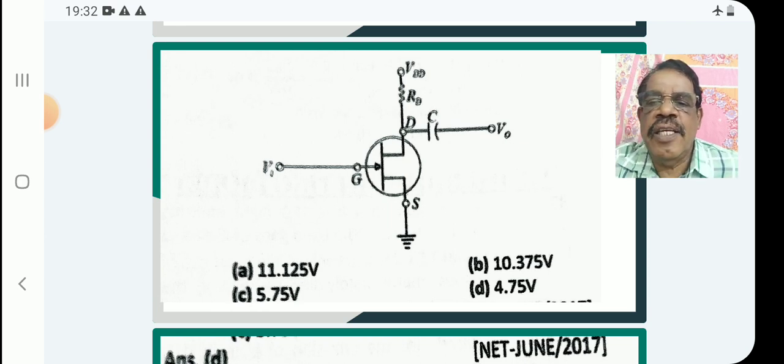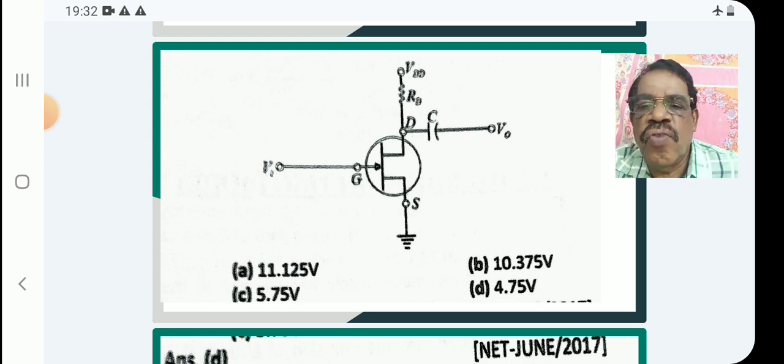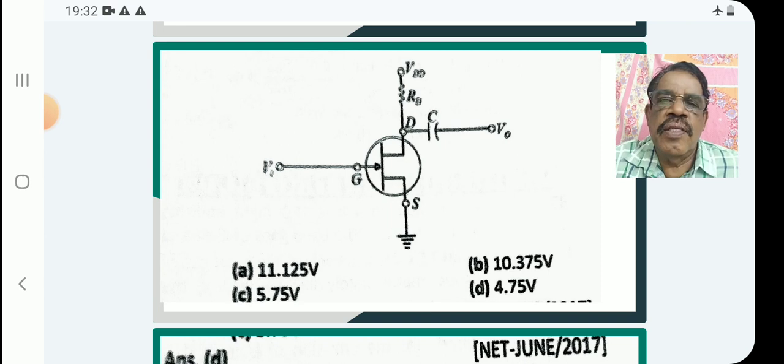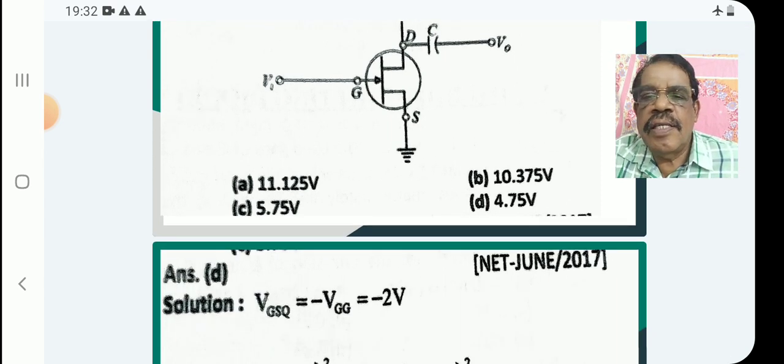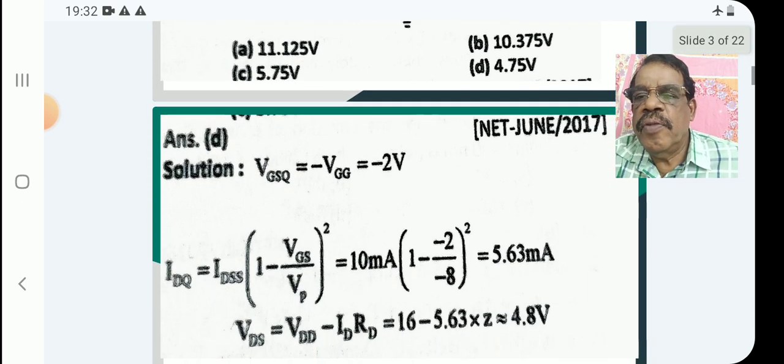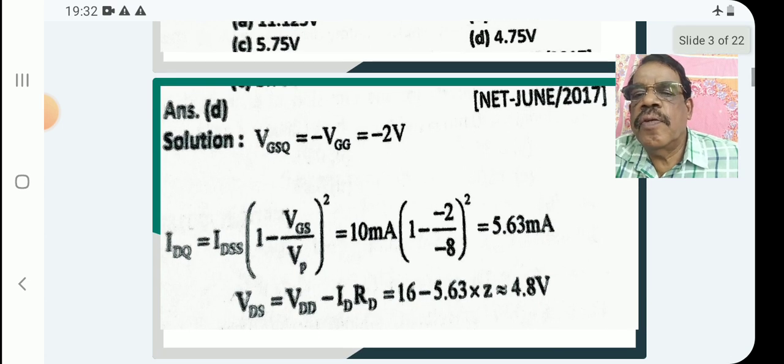B 10.375 volt, C 5.75, D 4.75 volt. The answer is D, 4.75 volt. The solution is like this.